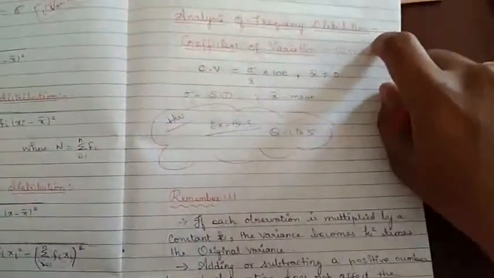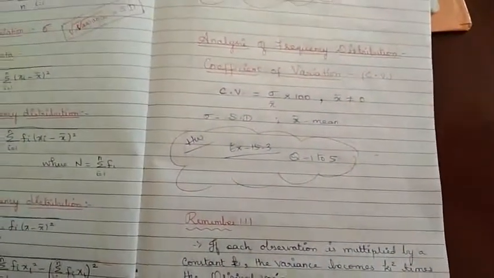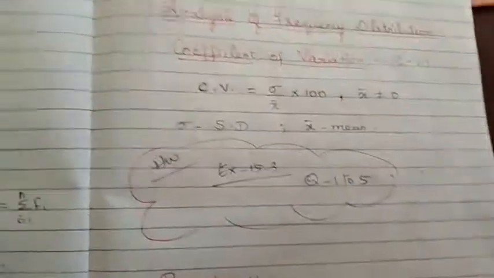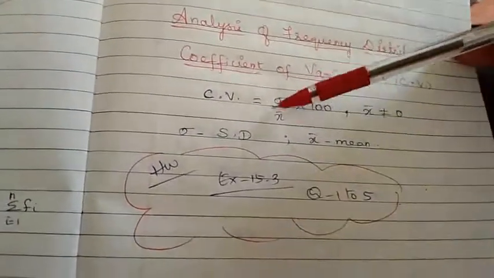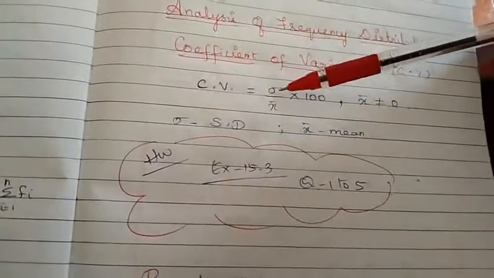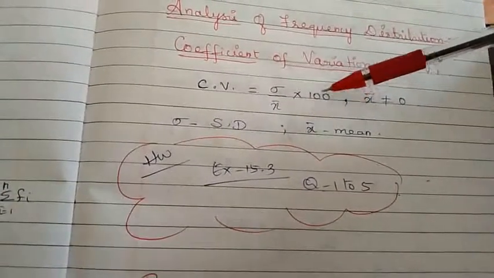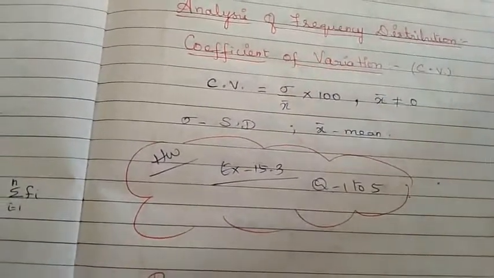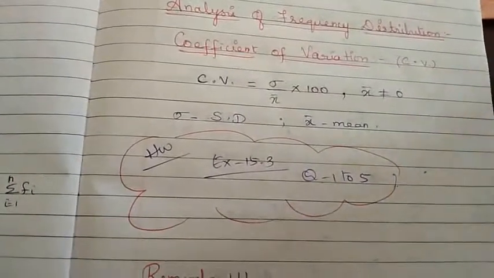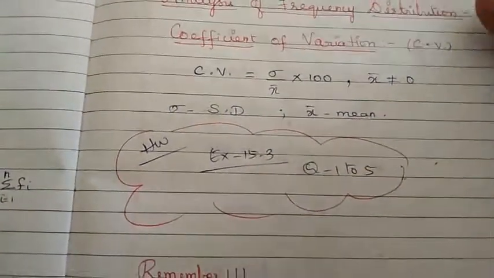Then the next topic is analysis of frequency distribution, coefficient of variation. What is coefficient of variation? We will denote it by CV. CV is sigma divided by x bar into 100. Sigma is standard deviation and x bar is mean. Okay, sigma divided by x bar into 100.